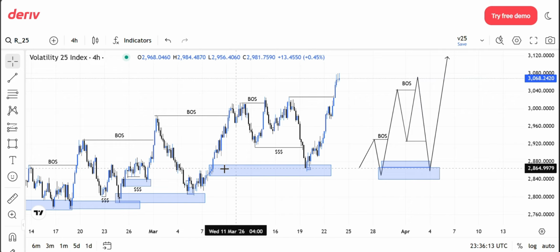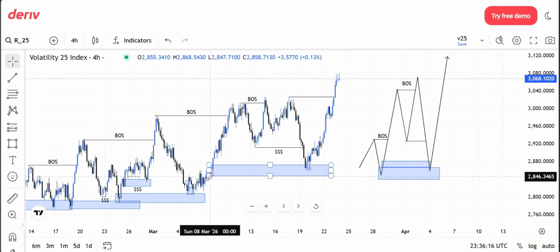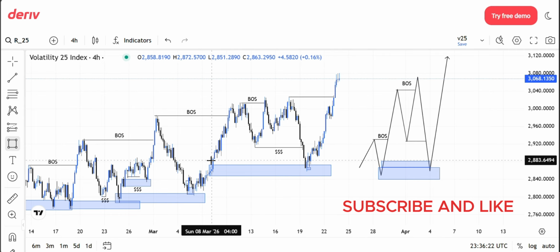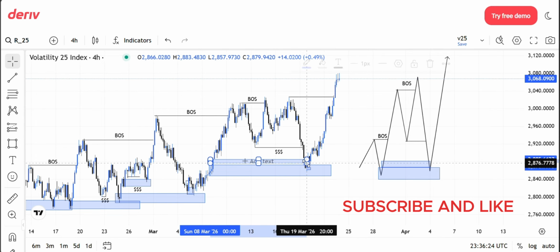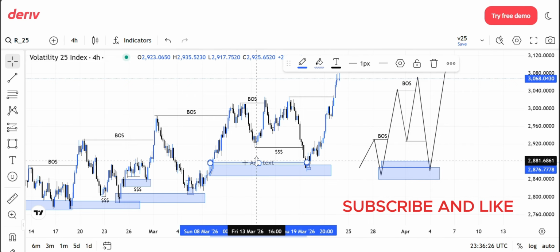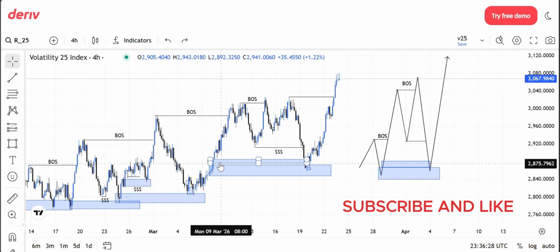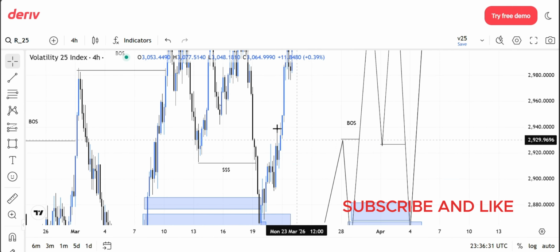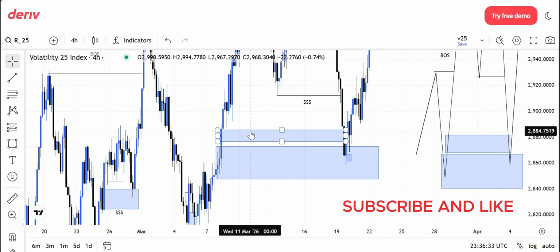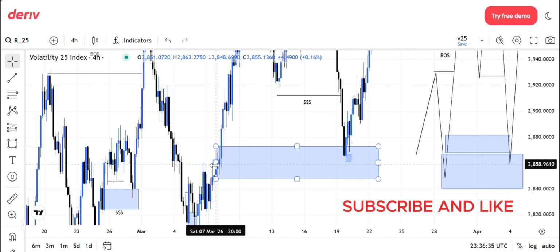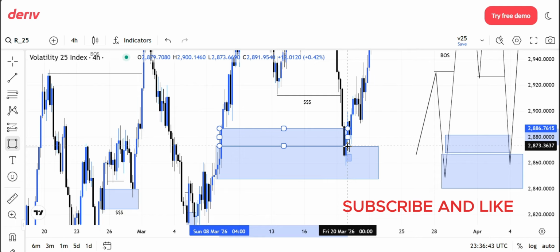It tapped into our zone. Now also notice that after this break of structure, you know that there was a void here, an imbalance. You must look out for this imbalance always. So there's an imbalance or market inefficiency, meaning price did not trade efficiently in this zone. Zooming in, we saw that between this candle and this candle, there's this void here. Okay, so that's an imbalance.